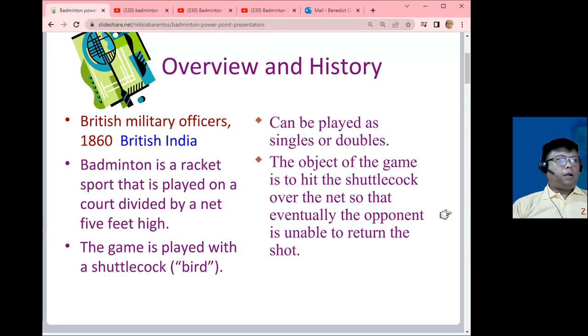So mainly the game of badminton was introduced by the British military officers way back in 1860 in British India. So technically India before was a colony of Great Britain, wherein the sport was introduced to them. And it was actually a racket sport, okay, that was used as a leisure activity for the monarchs, for the wealthy, okay.